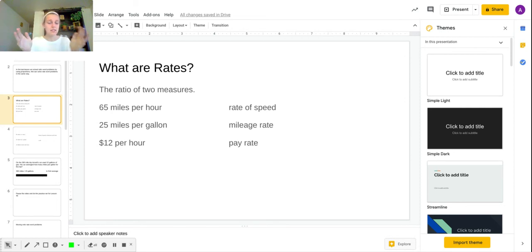Miles is a distance. A gallon is like a liquid amount. Miles, again, is a distance. An hour is a measure of time. You can do dollars, which is monetary, per hour, which is time. So you're looking at two different measures and putting them into a ratio. Okay, so that's what a rate is.